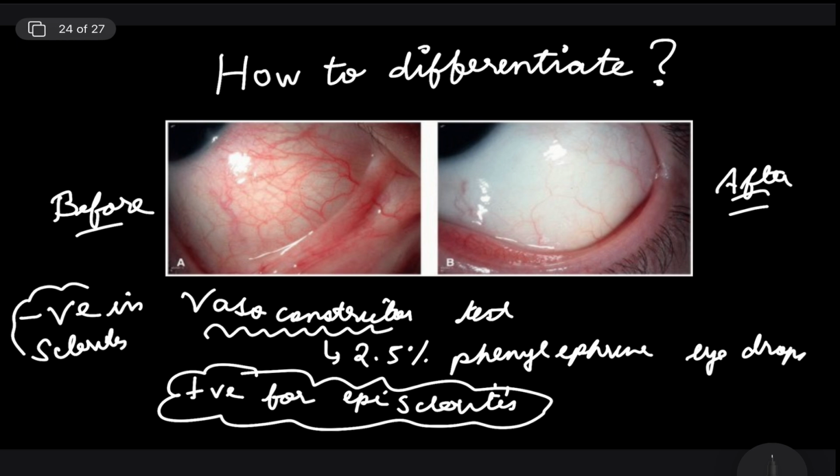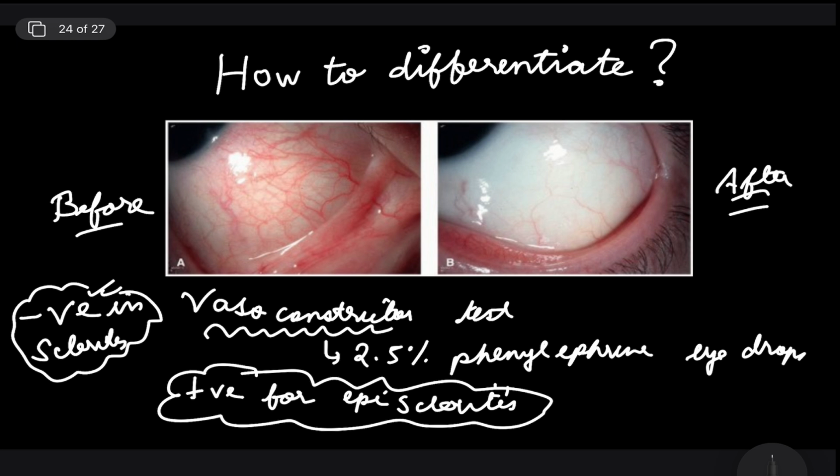So even after application of 2.5% phenylephrine drops and we wait, the redness will not go away in case of scleritis. Why? Because we are applying eye drops topically, which means they will not penetrate the deeper layers. And scleritis is basically inflammation or pathology of the deeper layers of the eye, right? So the deeper blood vessels, the deeper plexus of episclera. So the redness will not vanish, whereas in case of episcleritis the redness will readily vanish away.